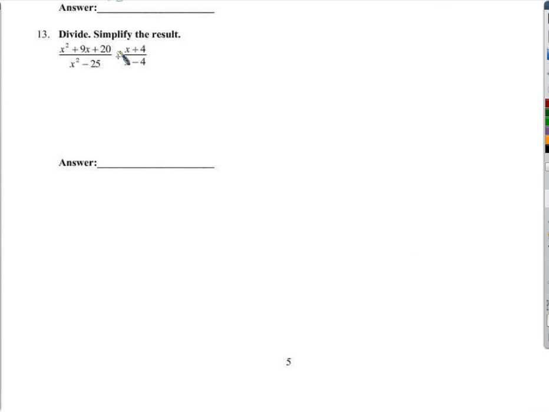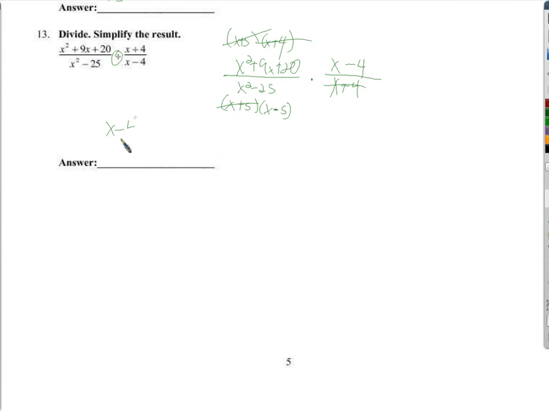Last one, every time I see division by a fraction, I always just change it to multiply by the reciprocal. So x squared plus 9x plus 20 over x squared minus 25 times the reciprocal would be times x minus 4 over x plus 4. And we'll factor, this is x plus 5 and x plus 4, this is x plus 5, x minus 5. x plus 5 and x plus 5, x plus 4 and x plus 4. So we get x minus 4 over x minus 5.